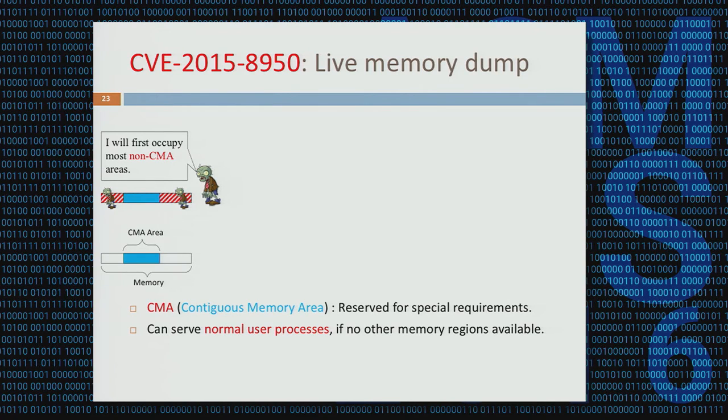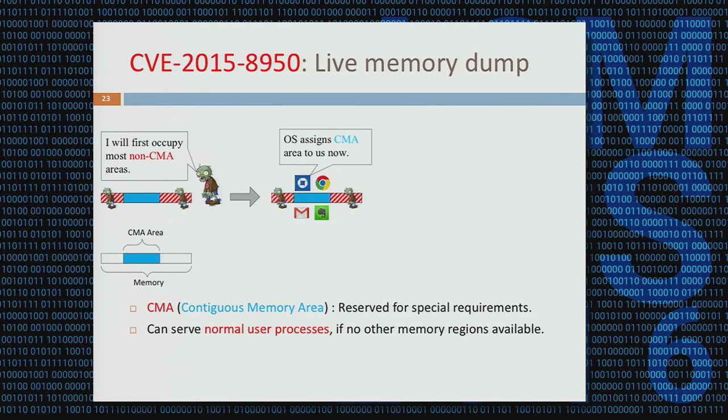So as an attacker, if we first occupy all the non-CMA areas, and then we run some apps, because the normal non-CMA memory areas are already occupied by us, the launched apps will be assigned the CMA area by the system.